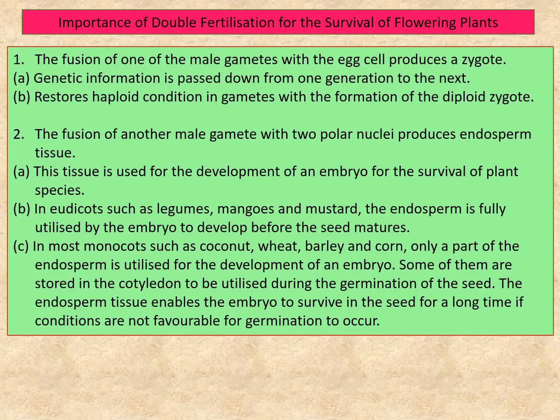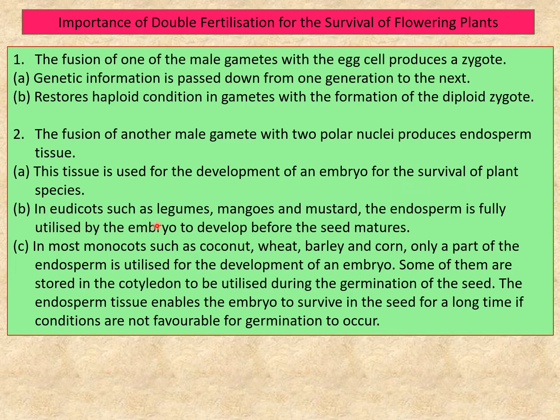The importance of double fertilization for the survival of flowering plants. Number one, the fusion of one of the male gametes with the egg cell produces a zygote. This ensures that the genetic information is passed down from one generation to the next and restores the diploid condition with the formation of a diploid zygote. Number two, the fusion of another male gamete with the two polar nuclei produces endosperm tissue. This tissue is used for the development of an embryo for the survival of plant species.